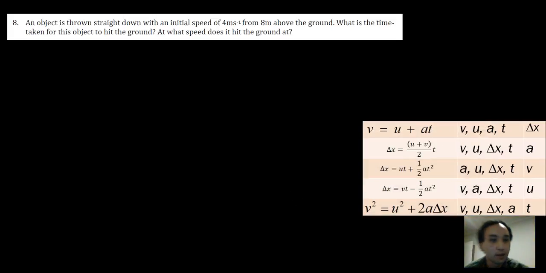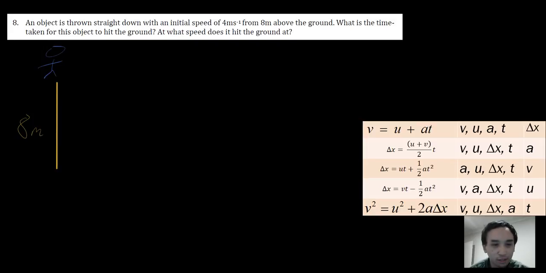So what do we have over here? We have an object thrown straight down with an initial speed of 4 meters per second from this height. Okay, so just to draw this out, maybe it looks something like this. That's not a straight line. Here we go. This is 8 meters above the ground, and we have this chap over here who decides that throwing an object straight down at 4 meters per second is a wise idea.